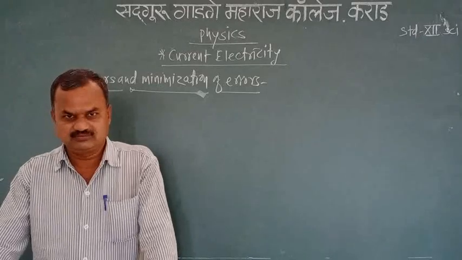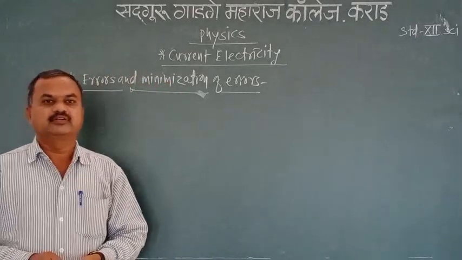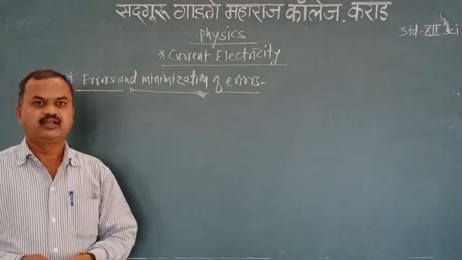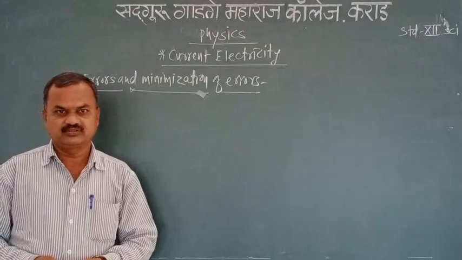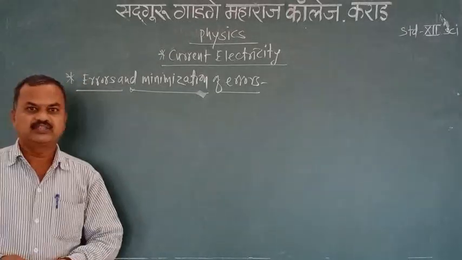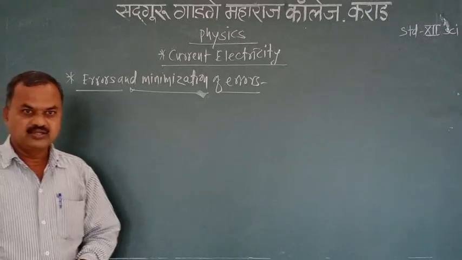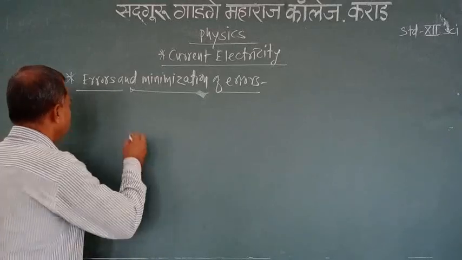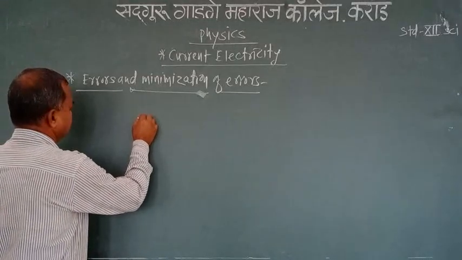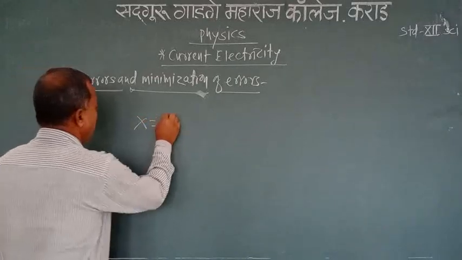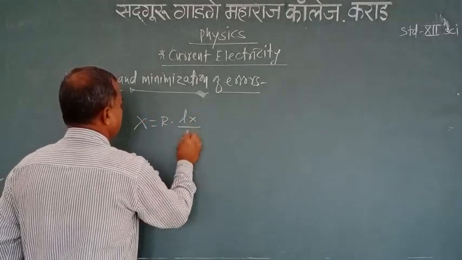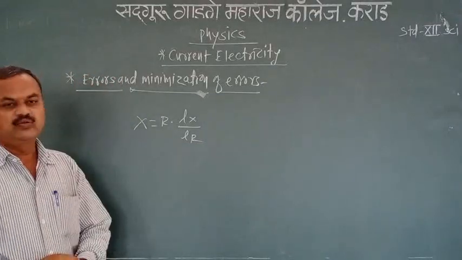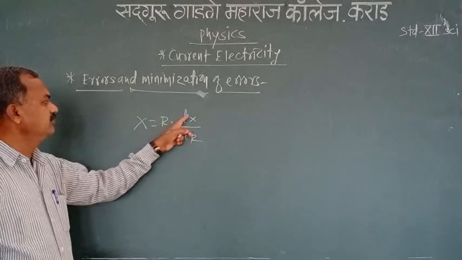Last time we have seen the Wheatstone's bridge, application of Wheatstone's bridge, meter bridge, its construction and working, and use of meter bridge for determination of unknown resistance. We have one formula, X equal to R into Lx divided by Lr. Using this formula, we can calculate unknown resistance X equal to R into Lx divided by Lr.